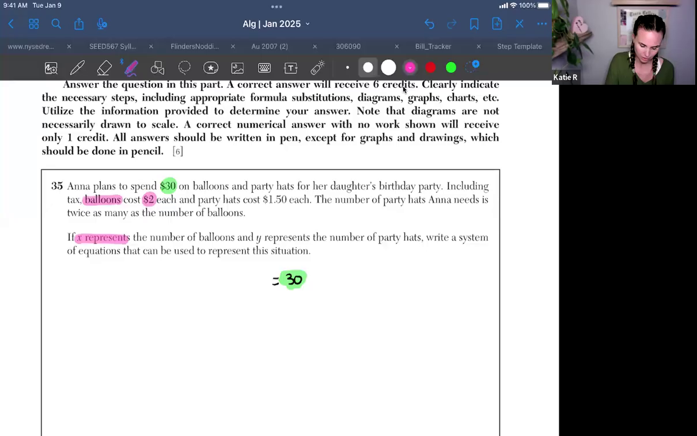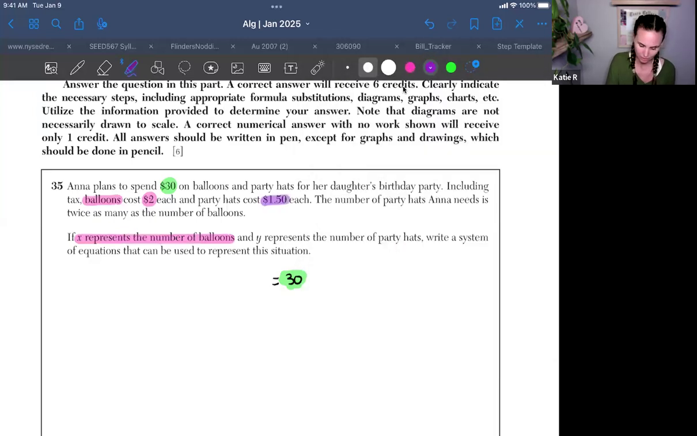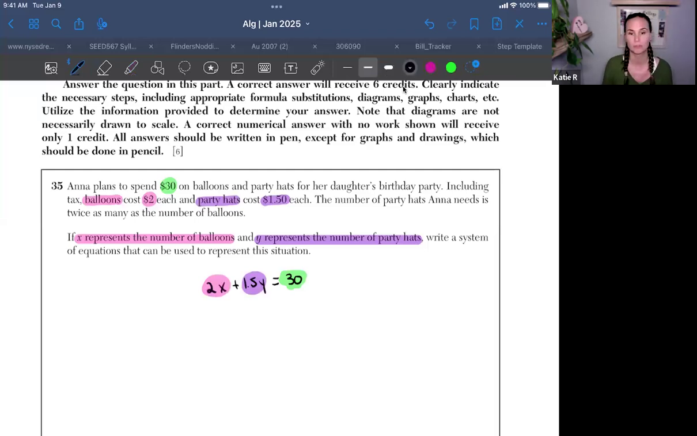In the next section, it tells us that x equals the number of balloons and y equals the number of party hats. So I'm going to put the price of the party hats, which is $1.50, times the number of the party hats. And then I need to add the price of the balloons multiplied by the number of the balloons. So x is the number of the balloons, y is the number of the party hats.